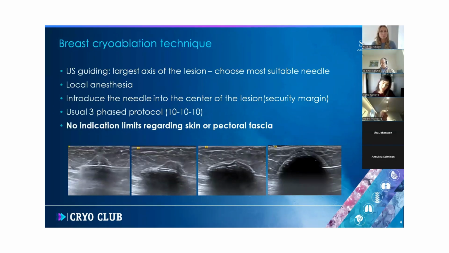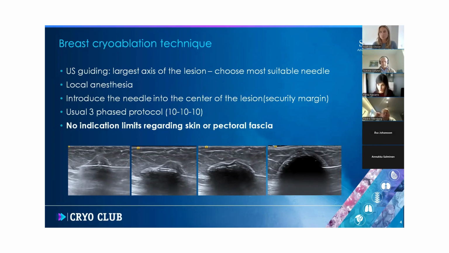So the usual technique is that we use ultrasound guide. First, we see the largest axis of the lesion, and according to that, we choose the most suitable needle. After that, we infiltrate the local anesthesia, and we are going to introduce the needle into the center of the lesion, as you can see here, with a security margin of around 1 centimeter. Then we normally do the regular 3-phase protocol, that is 3 phases of 10 minutes each phase: freezing, thawing, and freezing.